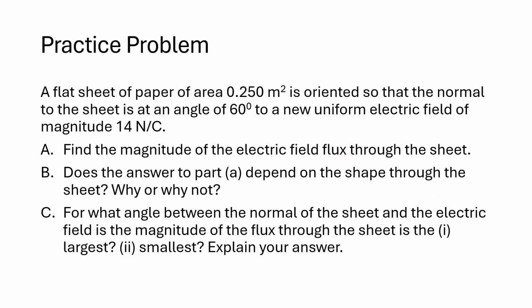Okay, now we have this practice problem, and I want you to solve this, and we will check your output during our face-to-face class. The statement of the problem goes like this: a flat sheet of paper of area 0.250 square meter is oriented so that the normal to the sheet is at an angle of 60 degrees to a uniform electric field of magnitude 40 Newton per coulomb. Letter A, you are going to find the magnitude of the electric flux through the sheet.